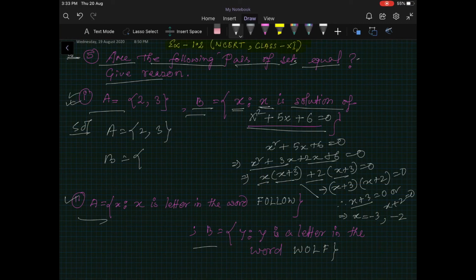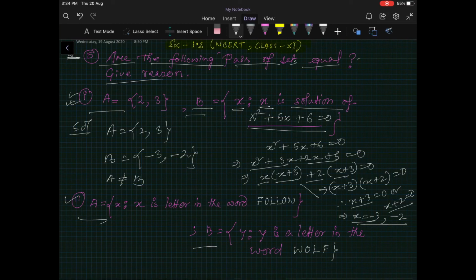x plus 3 equal to 0 means x is minus 3. x plus 2 is equal to 0 means x is equal to minus 2. So the elements in set B are minus 3 and minus 2. That's why these two sets are not equal. Sets A and B are not equal in this first pair. So now let's move on to the next pair.